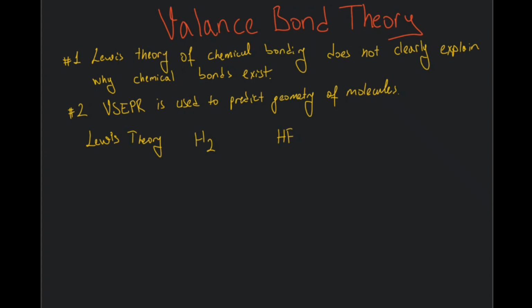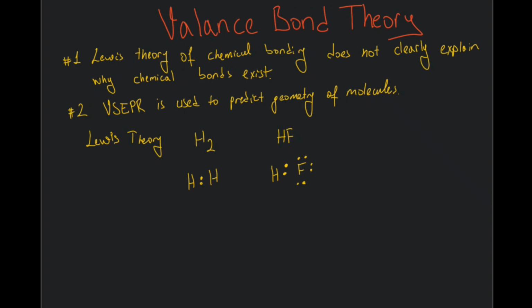If you look at their Lewis structures, we have one electron for each hydrogen, and we make a bond in Lewis theory. In the hydrogen fluoride example, we can make the bond between the hydrogen and fluorine by sharing these electrons again. The issue is that according to the Lewis theory, there is no difference between them. But in reality, the bond enthalpies of these molecules are very different from each other.